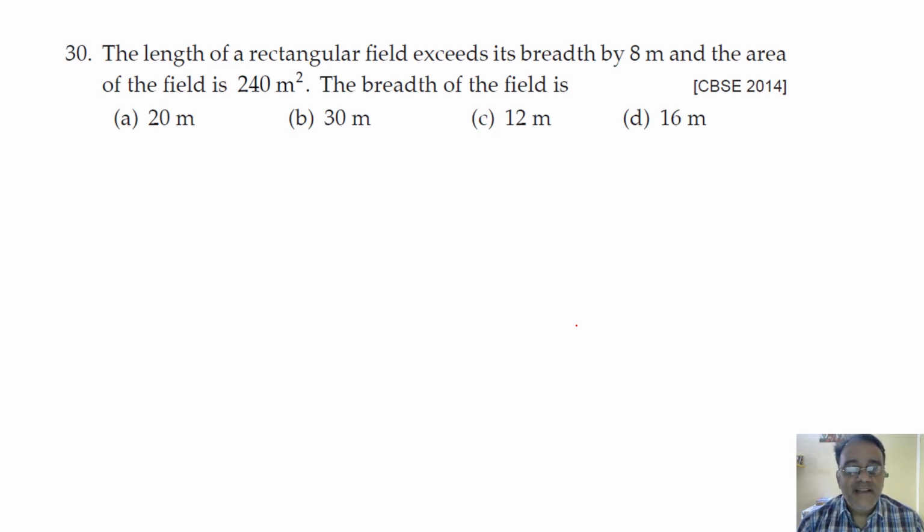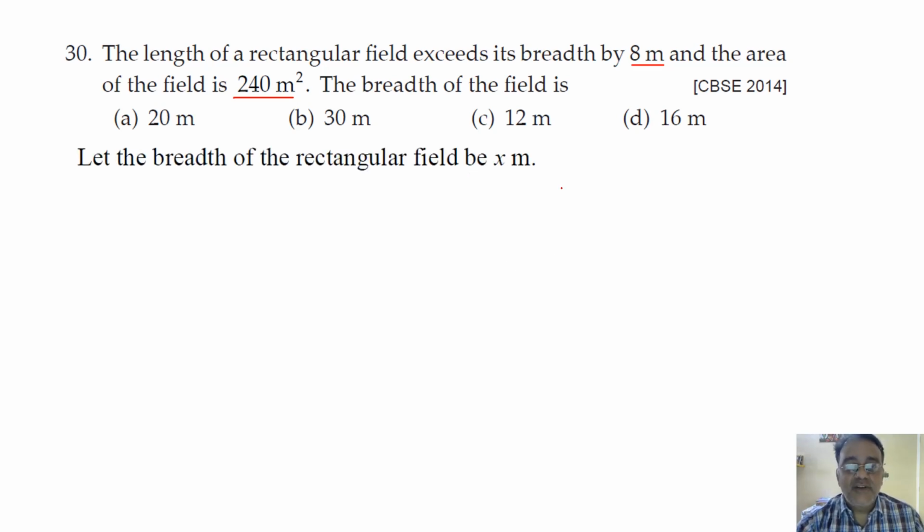session. The length of a rectangular field exceeds its breadth by 8 meter. So breadth अगर x होगा तो length x plus 8 होगा. And the area of the field is 240 meter square. The breadth of the field is dash. ये भी बोर्ड क्वेश्चन है 2014 का.